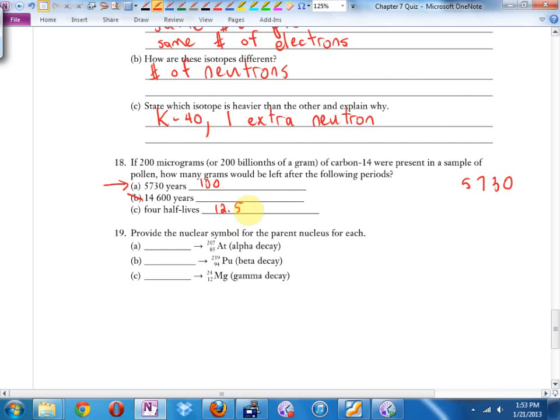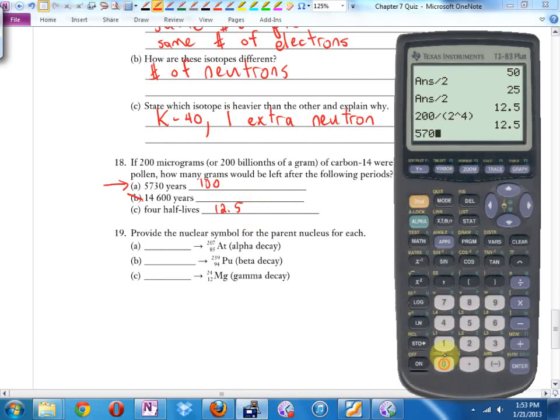How many years is that, by the way? Well, 5,730 times 4. That would be 22,920. So if you knew that you had 12.5 grams left, you would know that this sample was about 22,920 years old. Give or take a few hundred years.